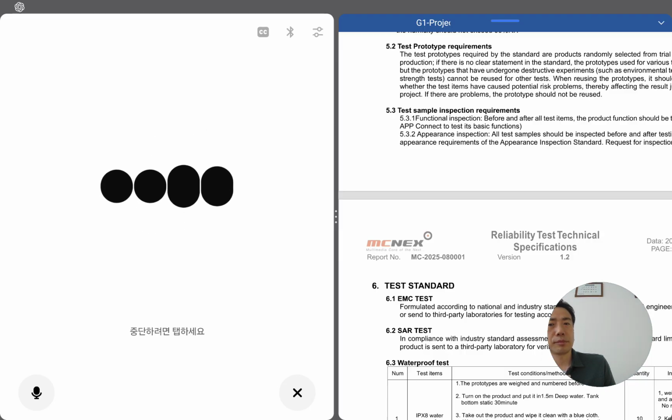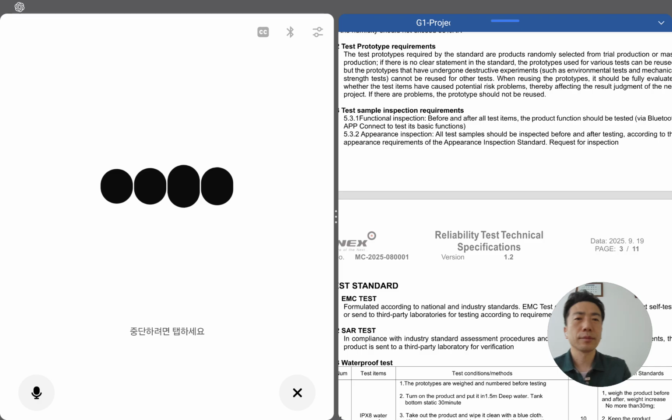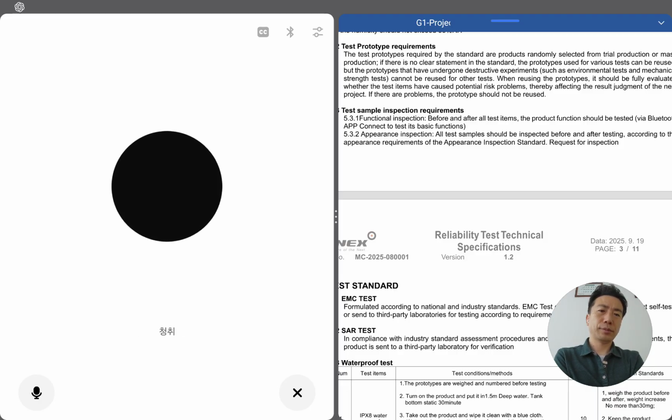Got it, David. Let's keep it short. 5.3 test sample inspection requirements basically says two things. First, check all product functions before and after every test. Connect by Bluetooth to confirm it works. Second, check the appearance before and after testing, following the appearance inspection standard. That's it. Function test, appearance check, both before and after.